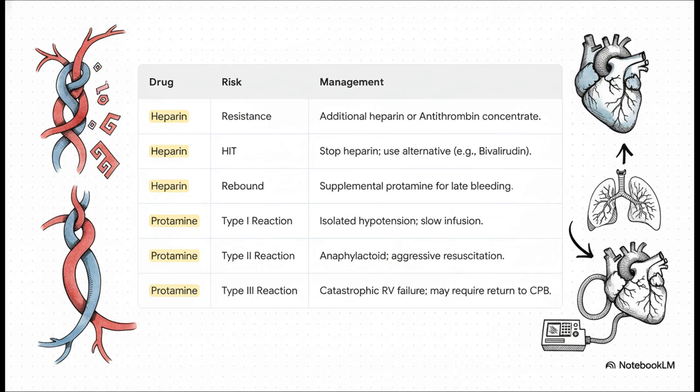But type 3, that's the one that gives you nightmares. It's a catastrophic pulmonary reaction where these heparin-protamine complexes clog the pulmonary vasculature. You get an immediate spike in PA pressures, acute RV failure, and total cardiovascular collapse. That is an emergency that means you're going right back on bypass. Understanding these reactions isn't just academic, it's about being prepared to save a life.